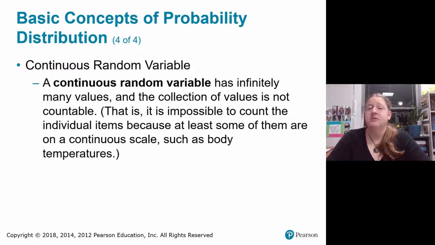Our other option is that it's a continuous random variable. Continuous random variables have infinitely many values. This is the idea where if you take two values, you can find another one in between, and then you take that one and another value, and you can find one in between, and there are always more in between. That's a continuous random variable. So it has infinitely many values, and we can't ever count the number of values. Even with infinite time, you couldn't count them all. Examples of this would be body temperatures, heights, weights. All of these things have infinite potential values, and we couldn't possibly count them.